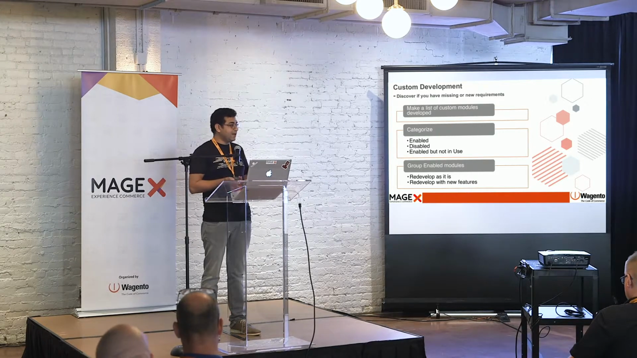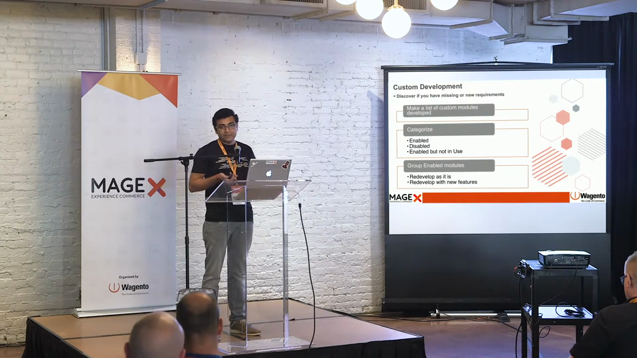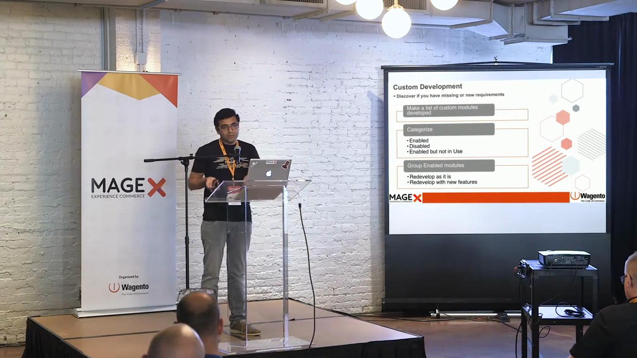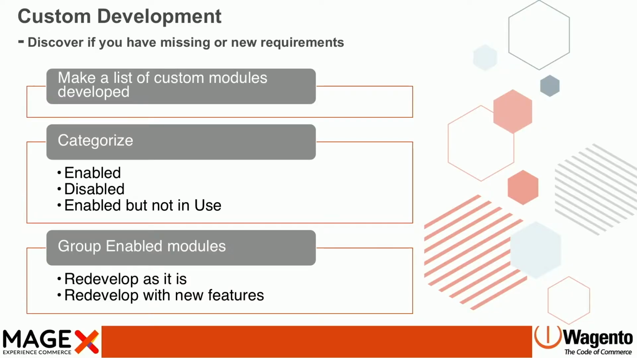Decide if you want to redevelop as it is, or if you need some extra features also. Because if you have an extension or custom development in Magento 1 that is not achieving all the requirements you want, then this is the correct time where you can add some add-on features also. So for that, you can divide into two categories: redevelop as it is, or redevelop but add some extra features also, because those are needed features for you.